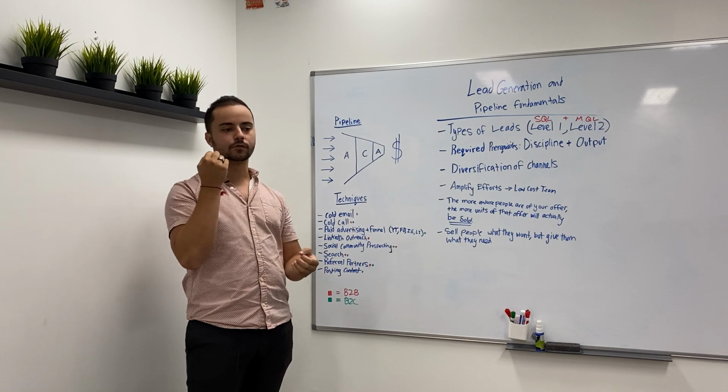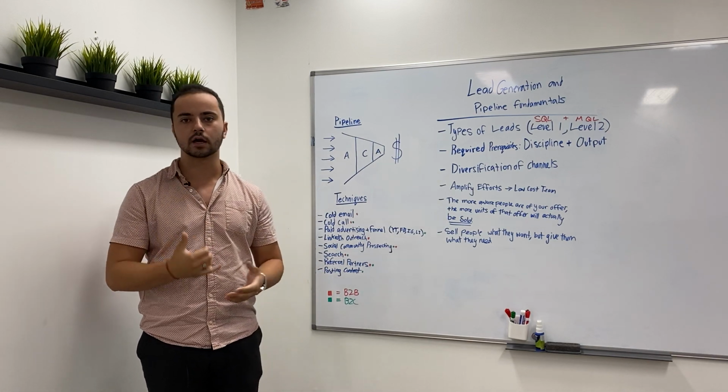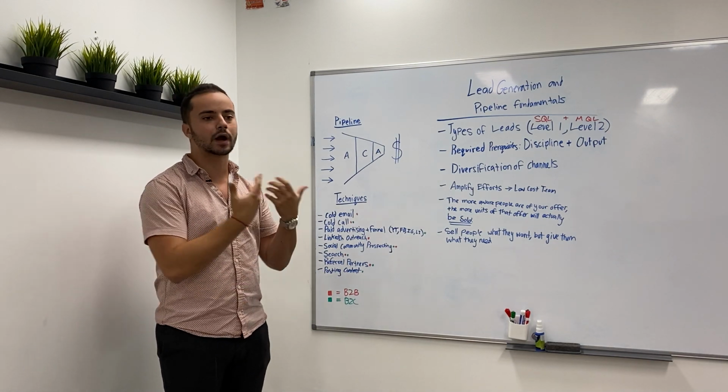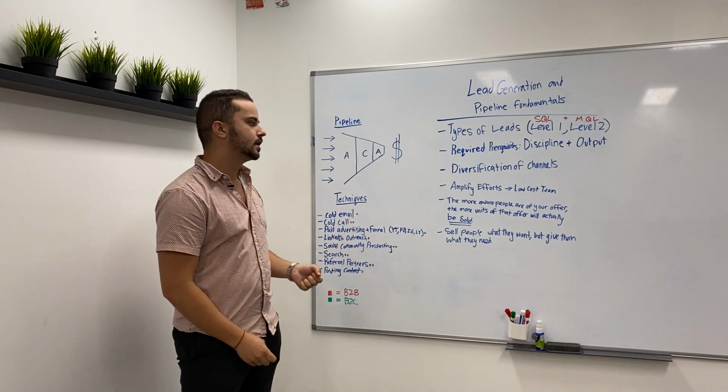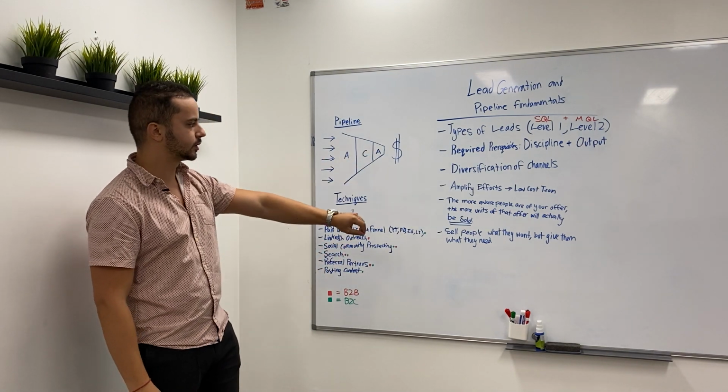Put out as much as you can. Instead of one guy cold calling for you 100 times a day, get two of them. It's just more outflow, more outbound activity. So output plus discipline, make sure you have those.